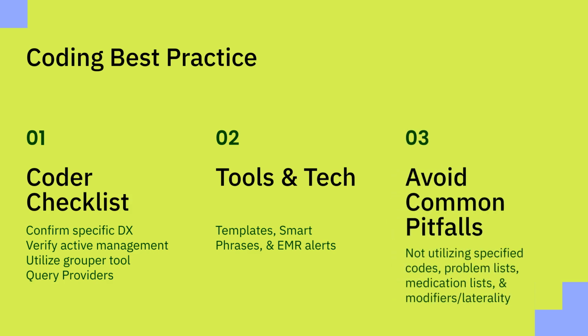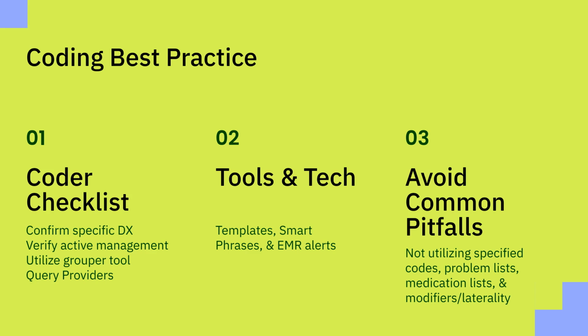Third, be aware of common pitfalls. Avoid using unspecified codes by default. They may not map to the best HCC. Keep the problem list updated. Add chronic conditions if they're missing, or send a query to correct it. Medication lists are useful, but need a provider's statement linking meds to diagnosis, or it's unclear.